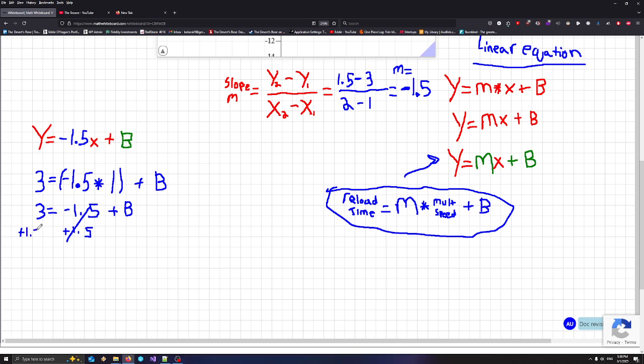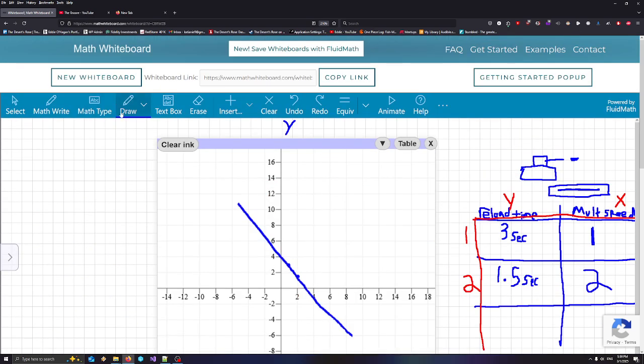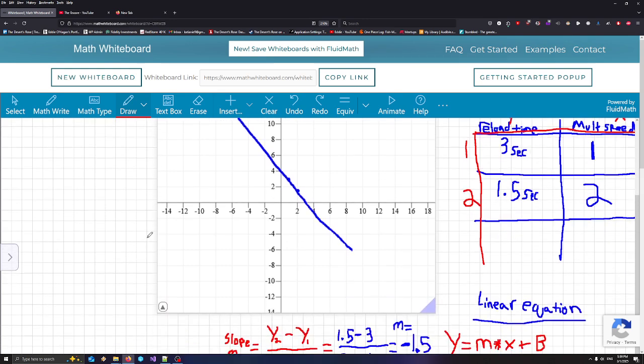Add 1.5 to both sides, basically. Just doing some algebra to move it over. And now we'll get, what's 3 plus 1.5? That's 4.5. And 4.5 is b, our y-intercept. So now we have our formula. We have our final formula.